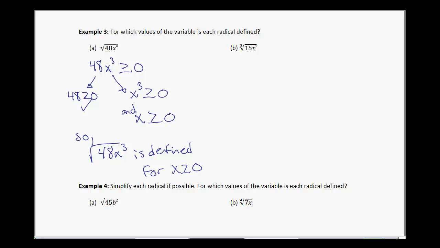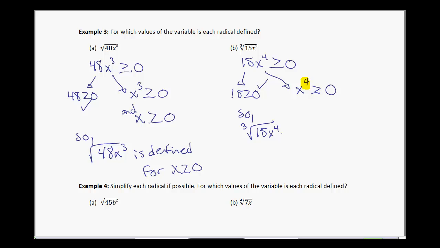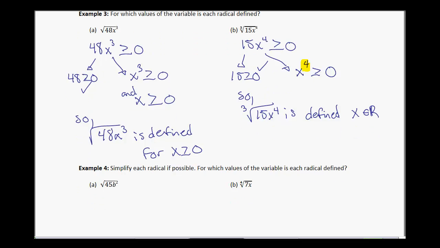Alright, part B. The cube root of 15x to the 4. Yet again, we need our 15x to the 4 to be greater or equal to 0. Again, our 15 is already greater than or equal to 0, so that's good. But now looking at our x to the 4, we need that to be greater or equal to 0. This is an even number, so for whatever value of x put into there, it will always be greater or equal to 0. So we can say that the cube root of 15x to the 4 is defined for all values of x. Perfect. Let's do a few more examples.